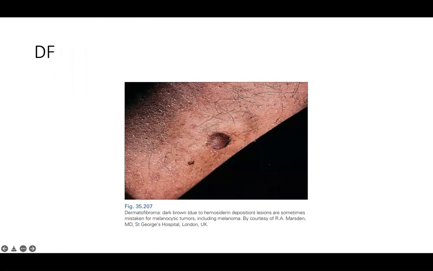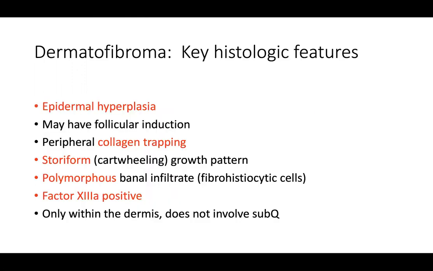So here's a clinical image of a dermatofibroma. You can see this dark brown lesion that can be mistaken for melanocytic tumors, including melanoma. There have been many times where I've gotten a rule out melanoma and it's just a dermatofibroma. So what are the key histologic features?